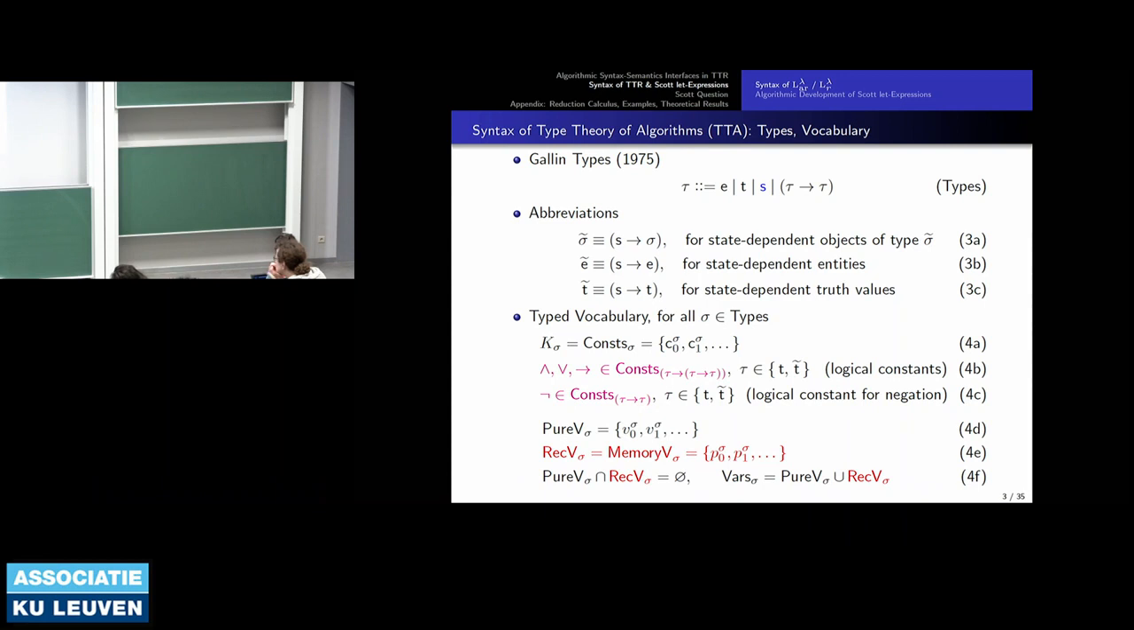So now the vocabulary: there are constants for each type, typically. The magenta here, the rows, is what I introduced myself in a special way. Now with the syntax, I'll show how. And the quantifiers, I also introduced them.